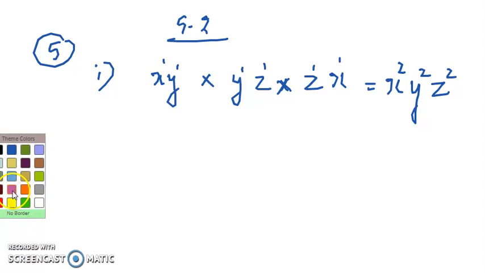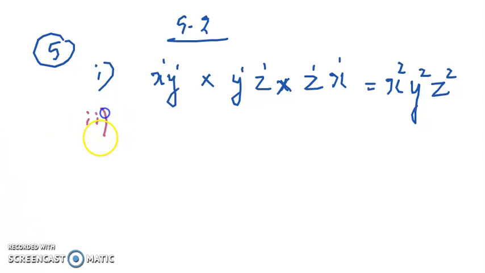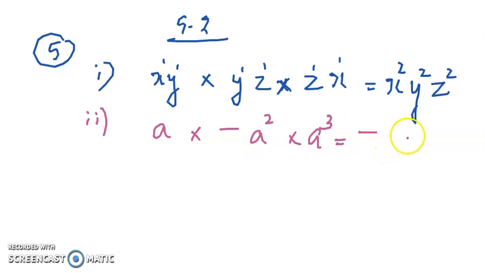Now the second question: a into minus a square into a cube. That minus sign is there, so you give minus, and a to the power 1, 1 plus 2 is 3, 3 plus 3 is 6. So minus a to the power 6 is the answer. Minus a to the power 6.